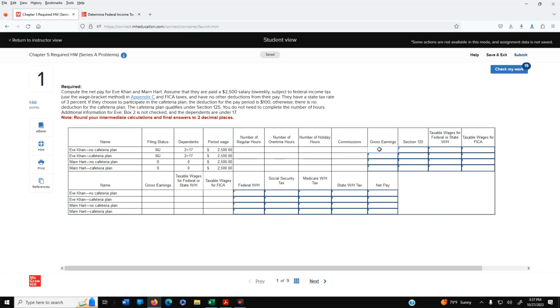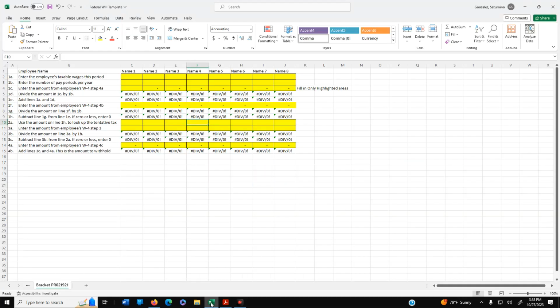So the gross earnings are going to be 2,500. In this situation, it's the same employee, but they have a cafeteria plan. It would be 2,500, but then we would deduct 100, and the taxable amount would be only 2,400. Or in this case, it would be 2,500. Okay, so that's where we're going to get the amounts that I'm going to need. So I'm going to open up the spreadsheet that I created.